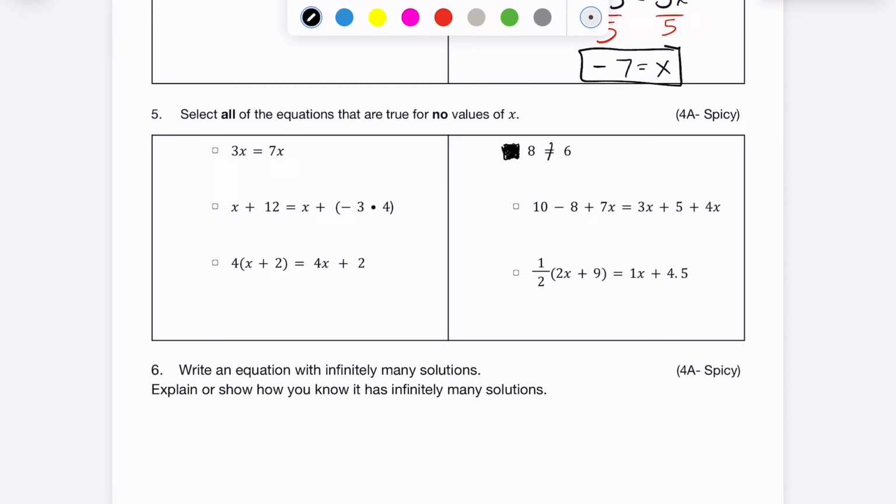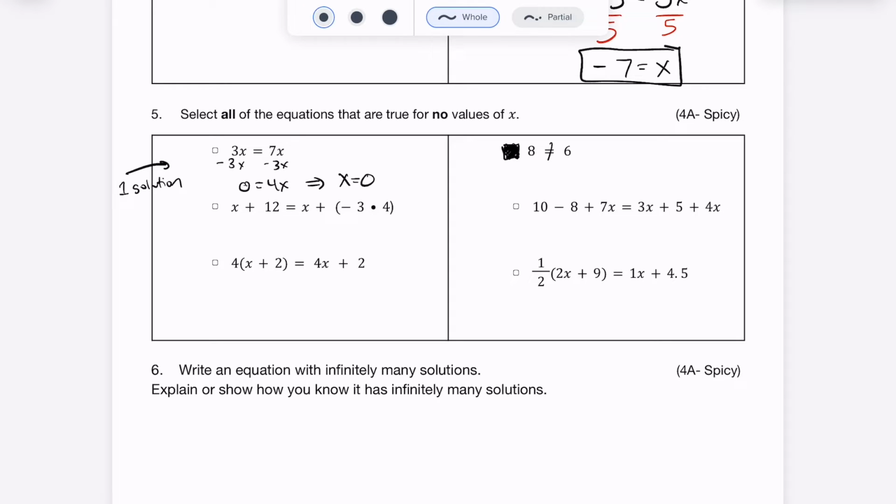That does have one solution, and the solution is x equals 0. We could try to solve that by subtracting 3x from both sides, and then we get 0 equals 4x, and then you divide by 4 and x equals 0. So this one isn't going to be correct. This one has one solution. The solution is x equals 0, so that makes it a little bit confusing, but there is one solution. There's some value of x that'll make it true, so it is not our answer here.